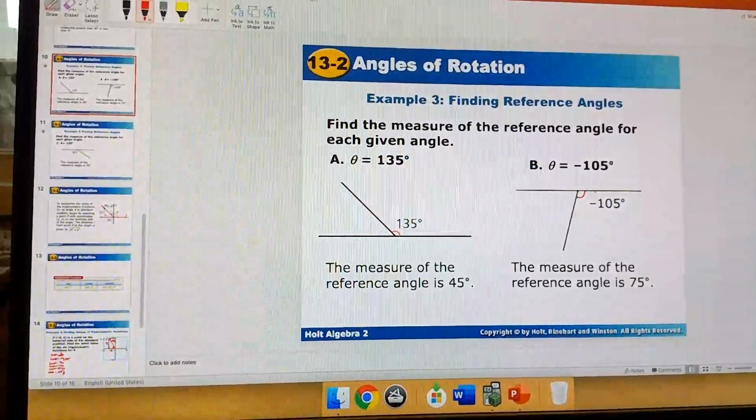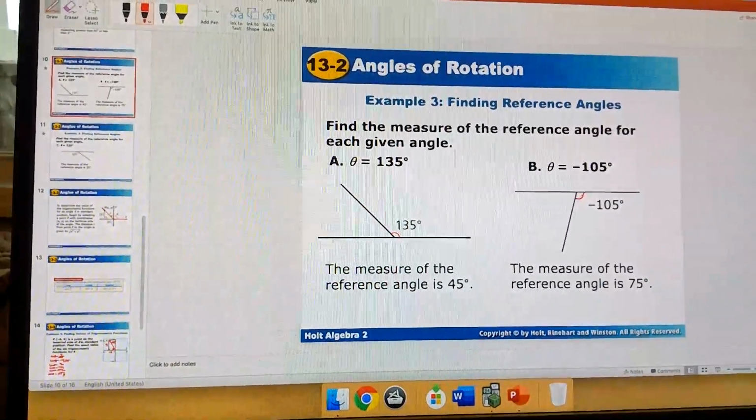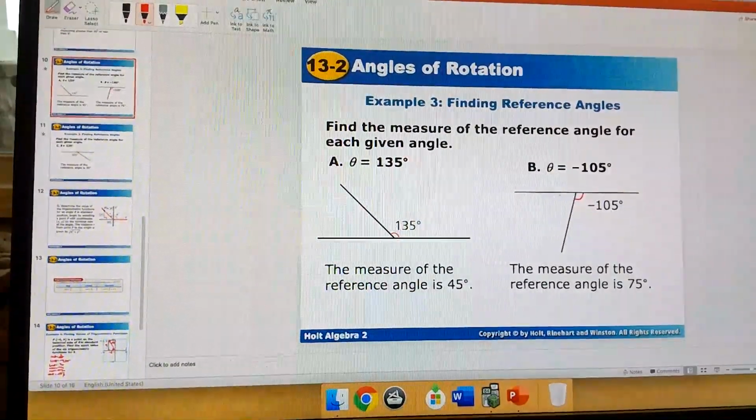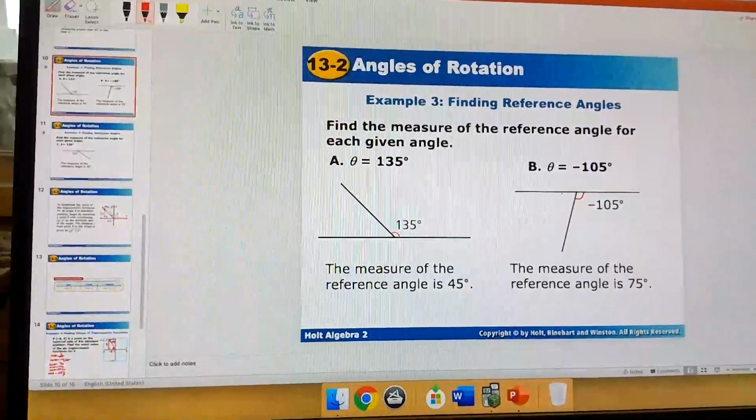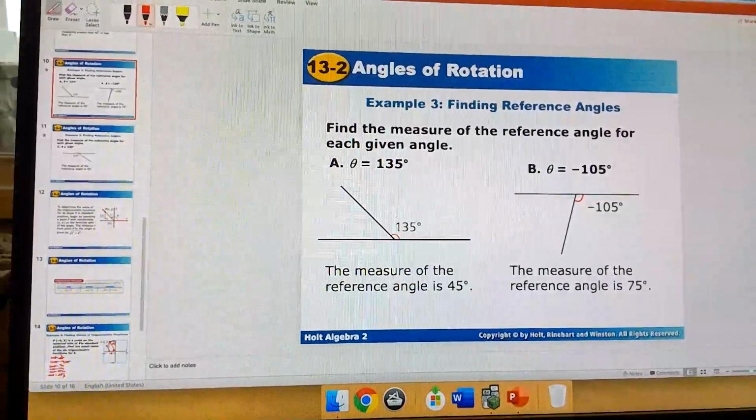Now, if we go negative 105, okay, we're back here. Well, the quickest way back is to go this way, and that's another 75 degree angle. Yes, the reference angle is always positive. Always positive is what that is.